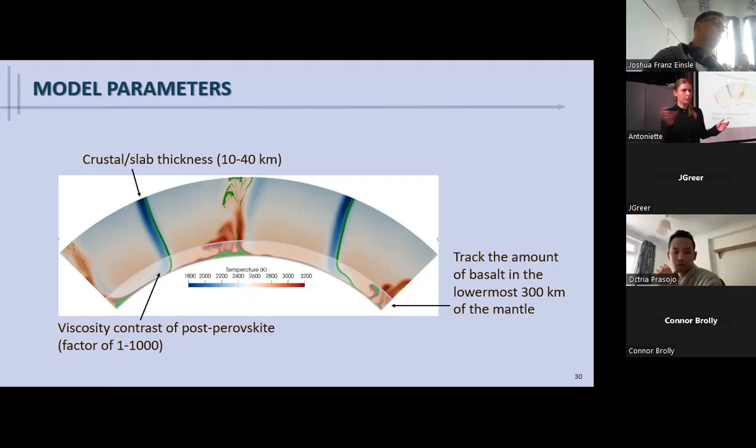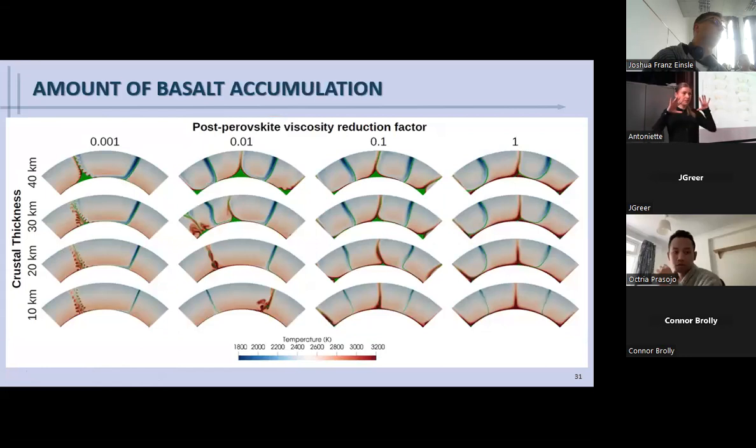And then we let these models run for 400 million years, and we track how much basalt we have in the lowermost 300 kilometers of the mantle. And so here we see screenshots of the model after these 400 million years, where each image is a different model. And again, along the horizontal axis, what changes is the post-perovskite viscosity, with it becoming weaker towards the left, and on the right, it's the same as bridgmanite. And on the y-axis, what changes is the crust thickness from 10 to 40 kilometers. And we can see that we get quite different results for different models. So some of them accumulate a lot of basalt, and some of them accumulate very little basalt.